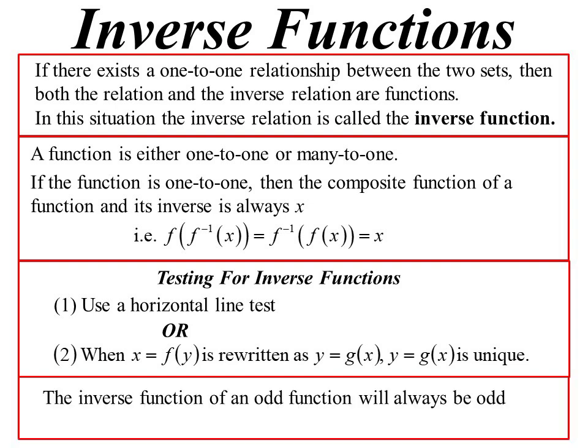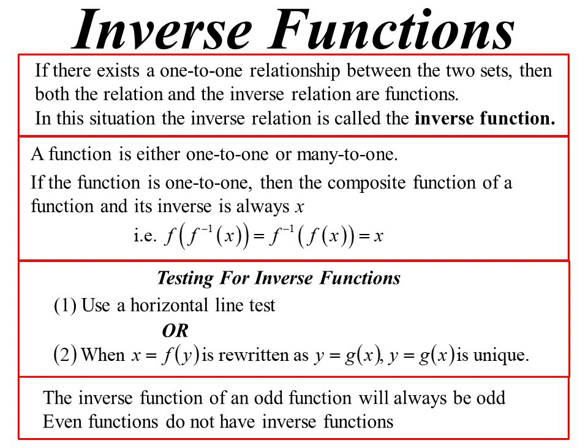The inverse function of an odd function will always be odd. And that's because every odd function goes through the origin, if it exists at x equals 0. Obviously the hyperbola is an odd function, but it doesn't go through the origin, but it also doesn't exist at x equals 0. Otherwise, it has to, because of the rotational symmetry of the odd function.